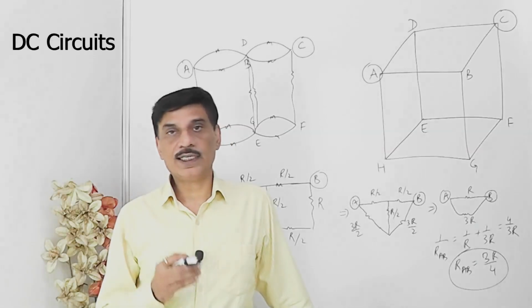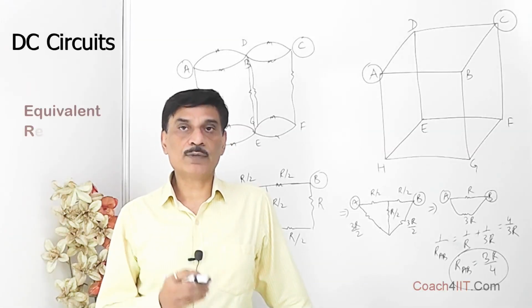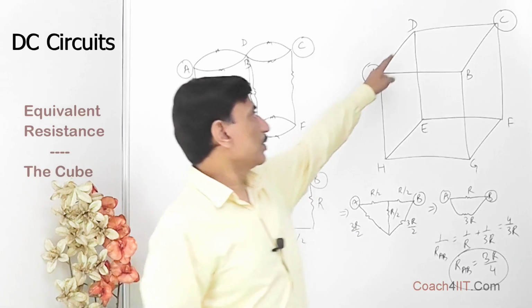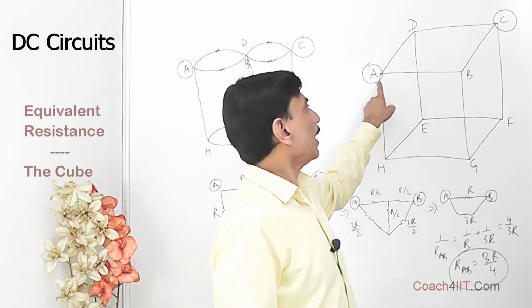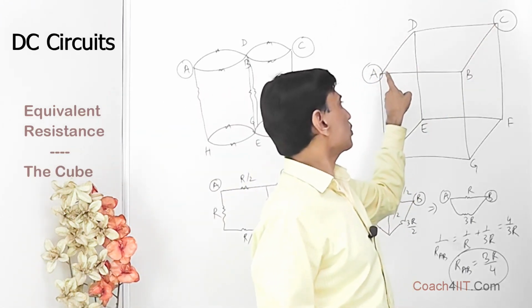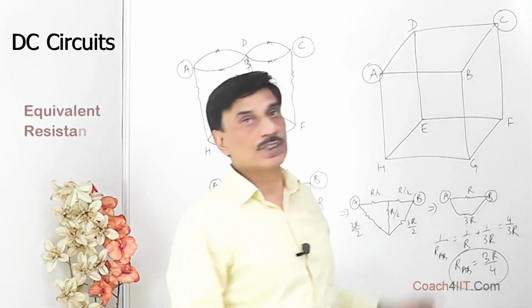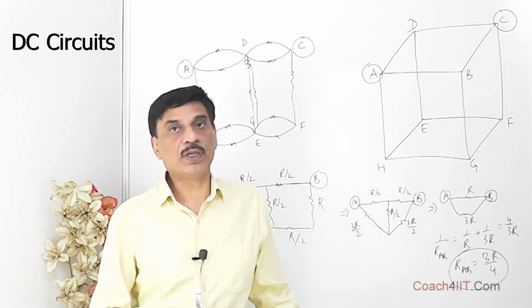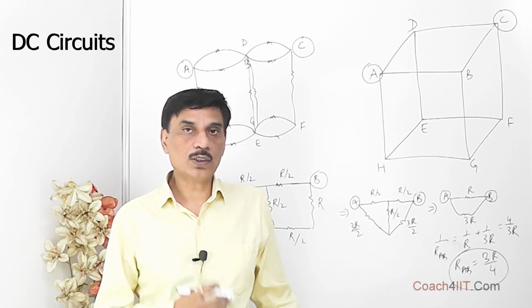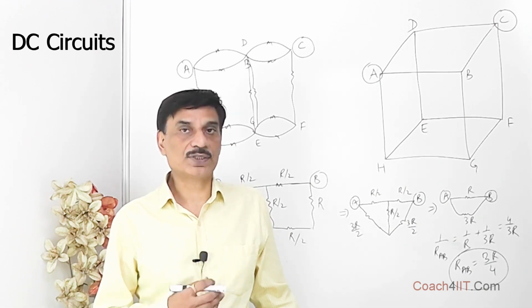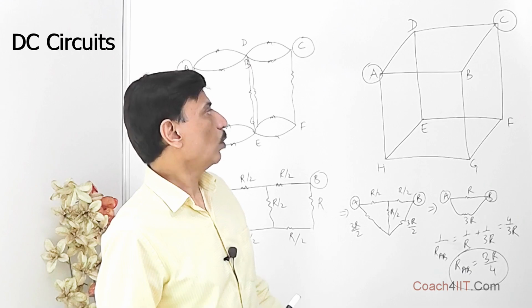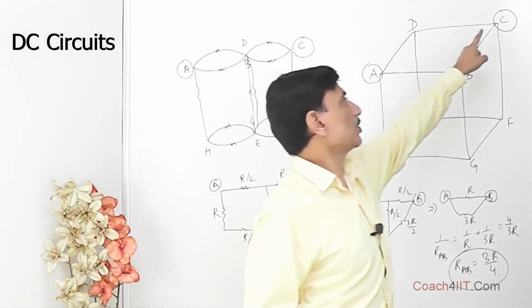We have to find the equivalent resistance between the diagonal points of a face. Let's say this is the top face, between A and C, that makes the diagonal of this face. So we have to find the equivalent resistance between A and C. Obviously this is going to be the same for every face, because all the edges of the cube have the same resistance. So we are interested in finding the equivalent resistance between A and C.